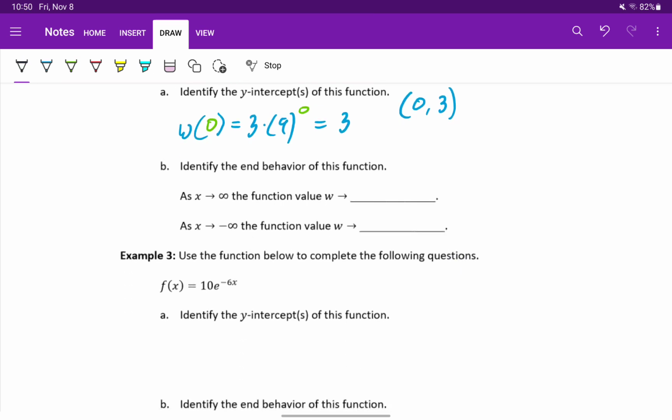Talking about the end behavior, since this is an example of exponential decay, since that growth rate is negative, that means that our function will be decreasing as x gets larger. So in this case, as x approaches infinity, our function value will be approaching 0. That horizontal asymptote is now on the right end of the graph. And as x approaches negative infinity, the function will be approaching positive infinity. As x gets smaller, the function value is increasing.